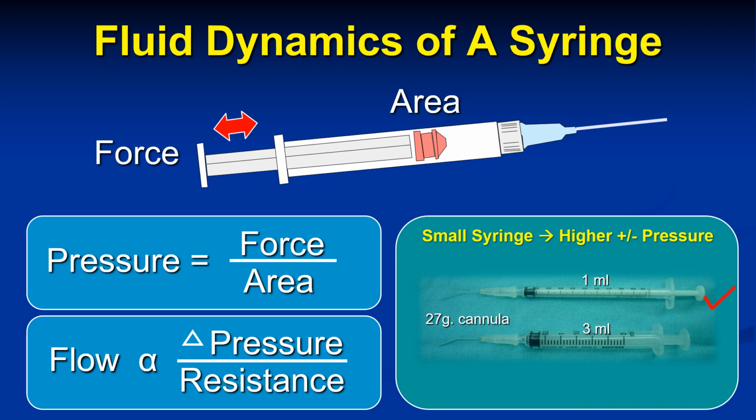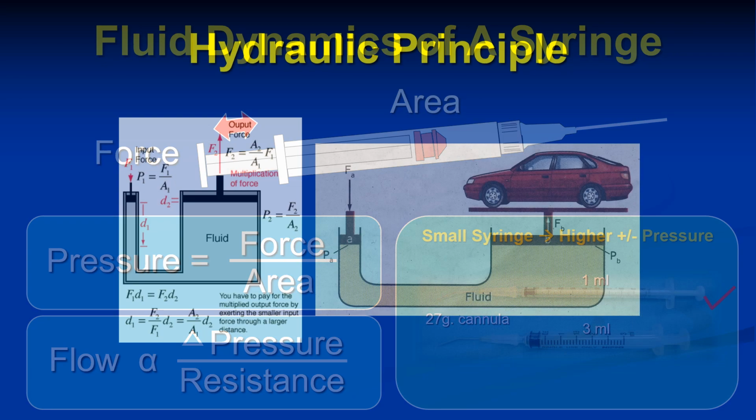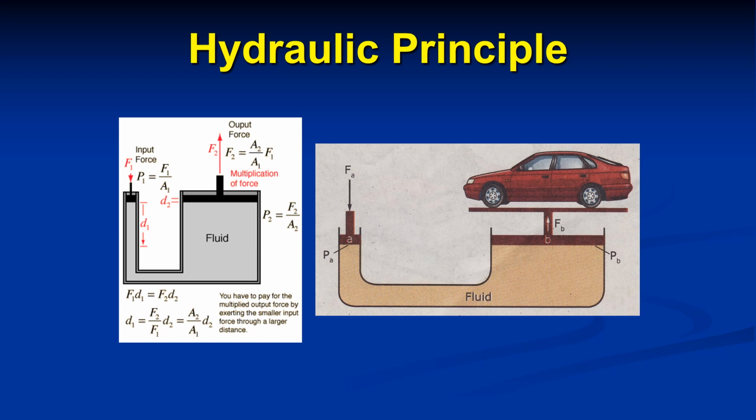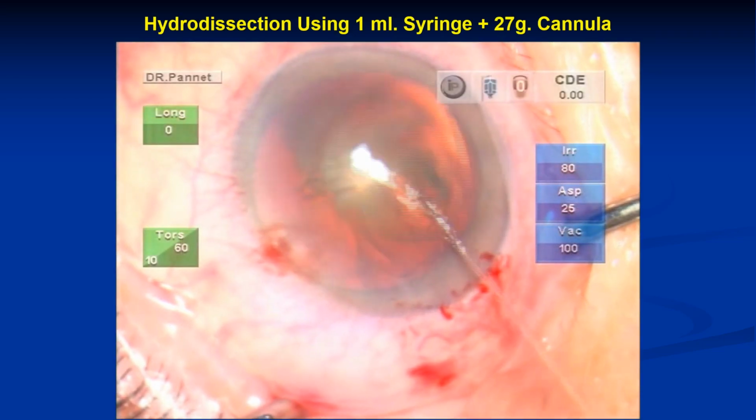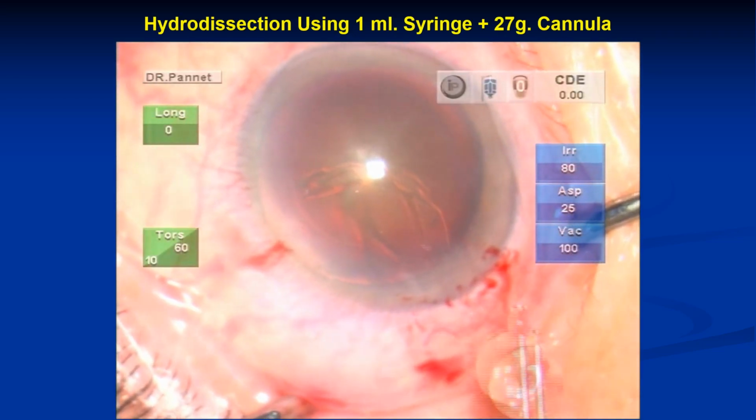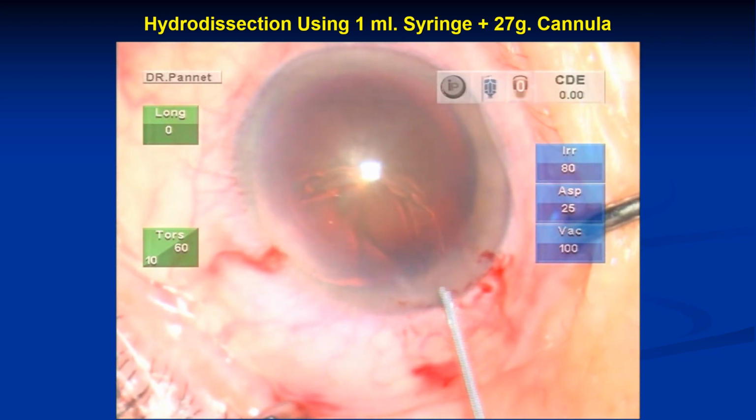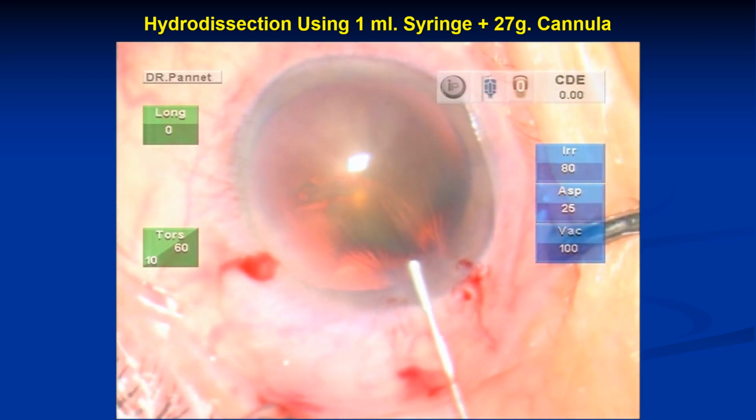A 1 ml insulin syringe has a smaller cross-sectional area, which creates higher pressure with the same amount of force when compared with a larger syringe. Higher pressure will create a higher flow. This is the hydraulic principle applied for a more efficient hydrodissection. This video demonstrates hydrodissection using a 1 ml syringe and a 27 gauge cannula.